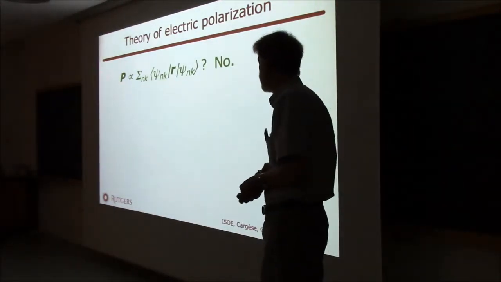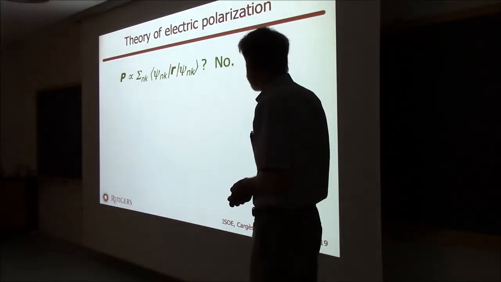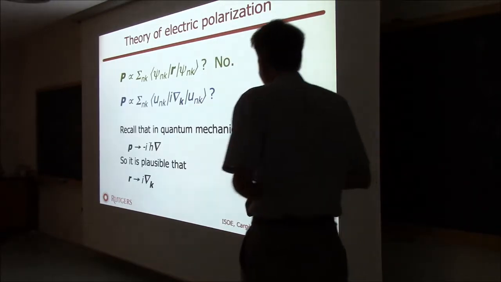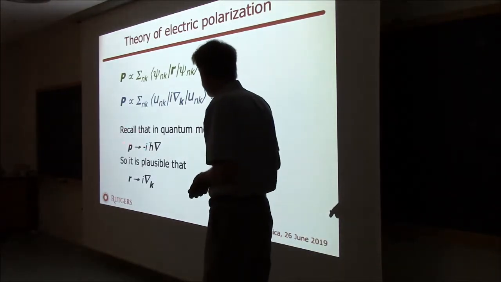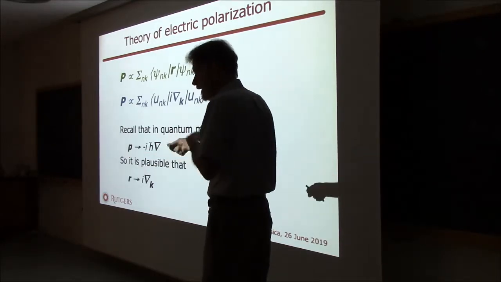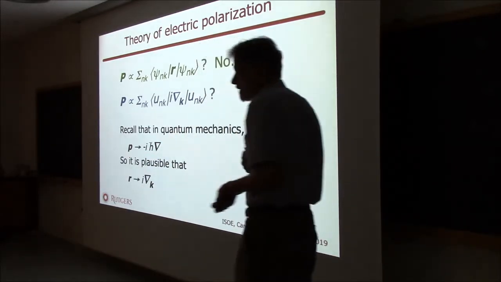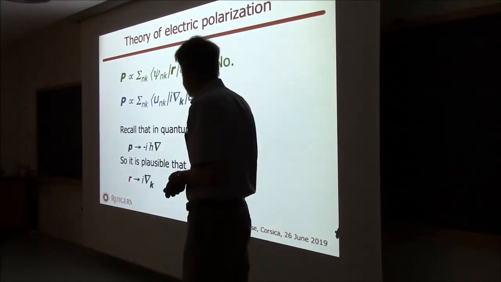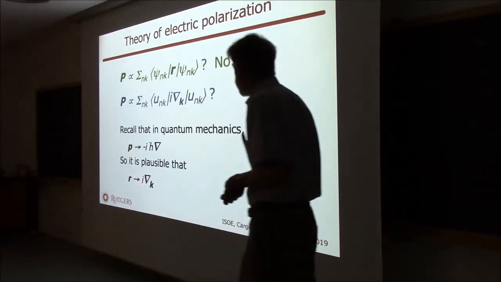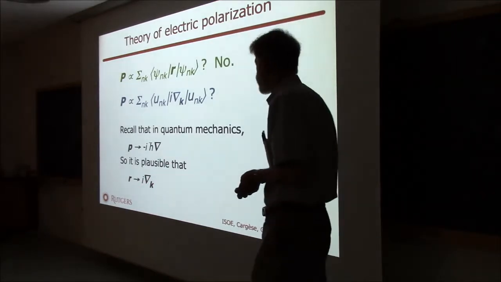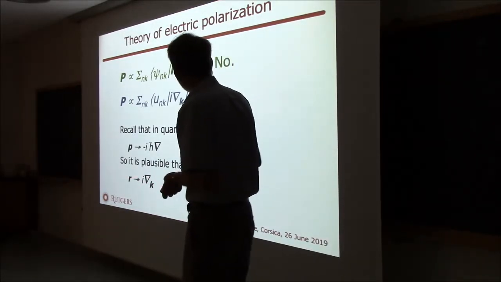Here's where we were a moment ago. If you imagine writing the polarization in terms of matrix elements with the position operator, no, that doesn't work. Those are not well defined. In quantum mechanics, we know that we can write momentum as minus i h bar times the gradient with respect to position. And so if I think in terms of the complementarity of position and momentum in quantum mechanics, you can imagine it's plausible that I can write the position operator as i times the gradient with respect to the momentum, or since we're using crystal momentum, the h bar isn't there, so I can maybe replace r by the gradient with respect to k.